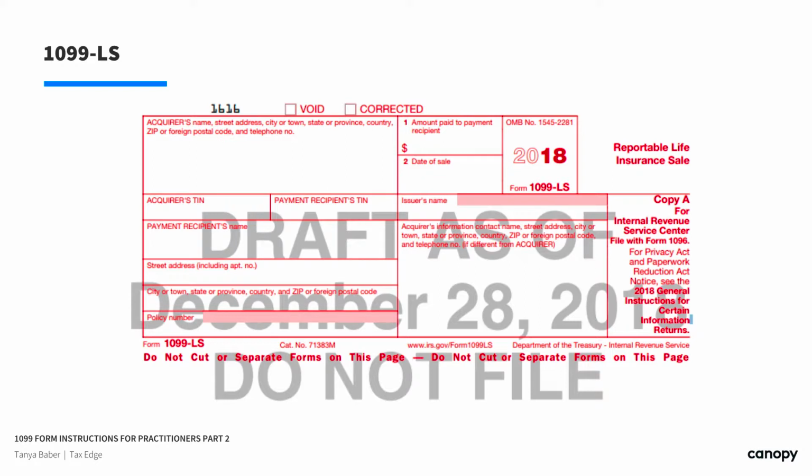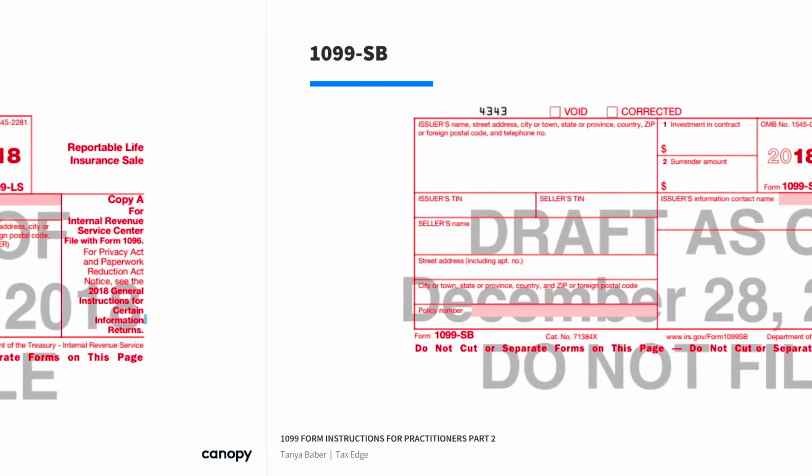So here's another one where we put another piece of information with a name, address, and phone number on here. It basically gives you contact information, direct access to a person who can answer questions about the form. So this is an interesting twist to the 1099s that we normally don't see. So that's the 1099-LS. Very similarly, we have a 1099-SB. You'll see it's laid out very similarly, except we have an issuer and seller in this case.